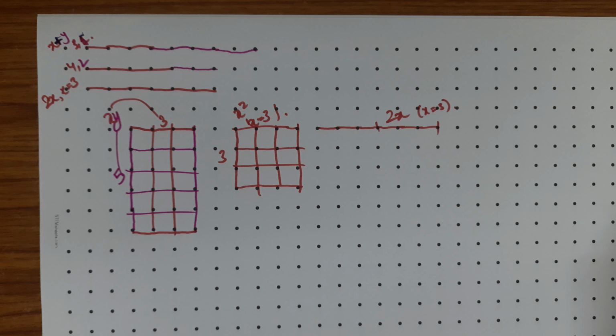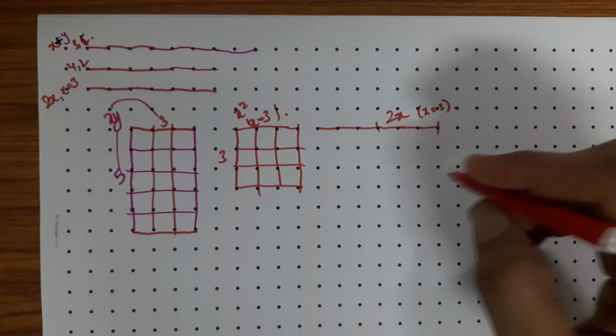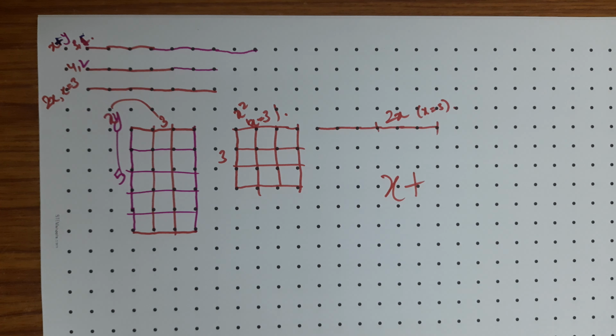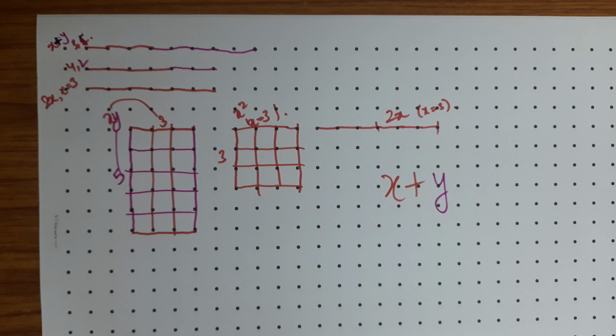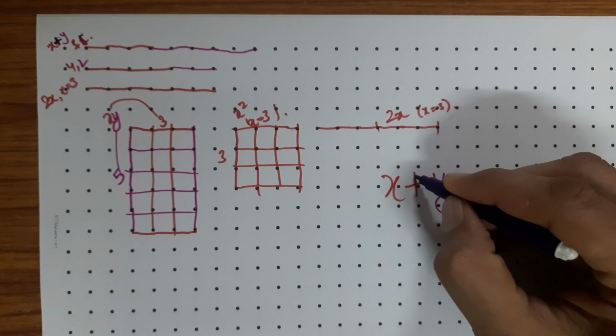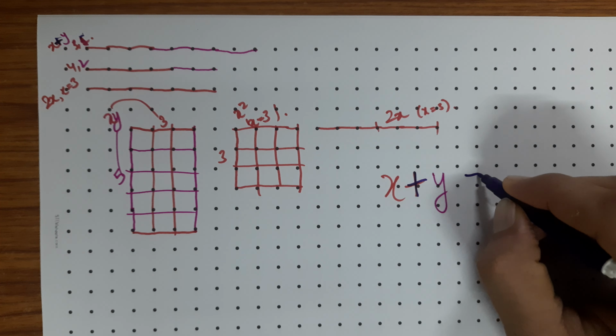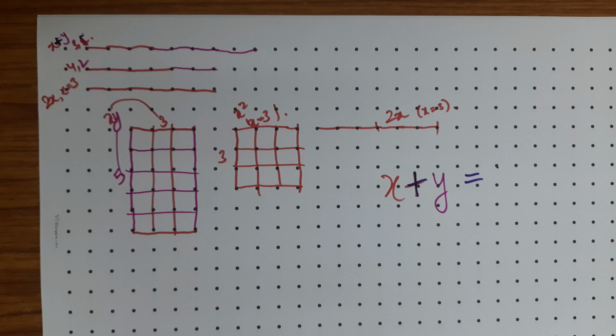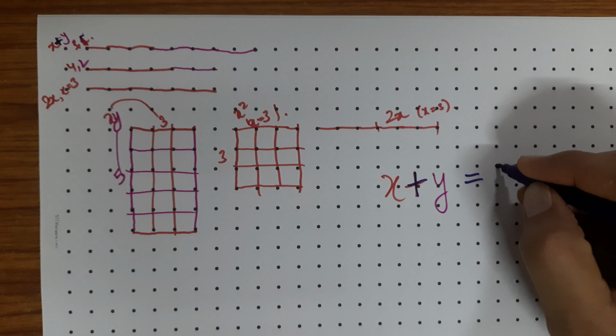So other than algebraic expressions, we can also use the same grid sheet, if we have done algebra with lines, to go into equations, right? So let's take the equation x plus y equals 10. So let's say this is 10.